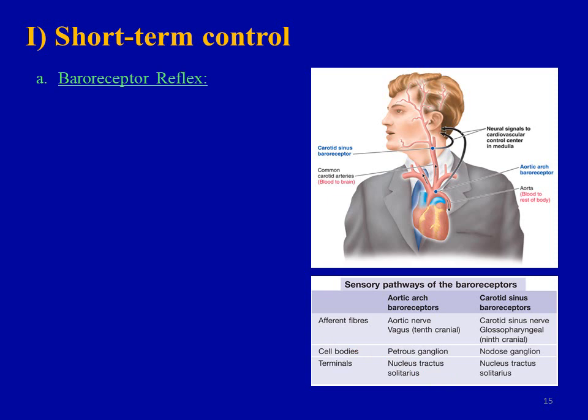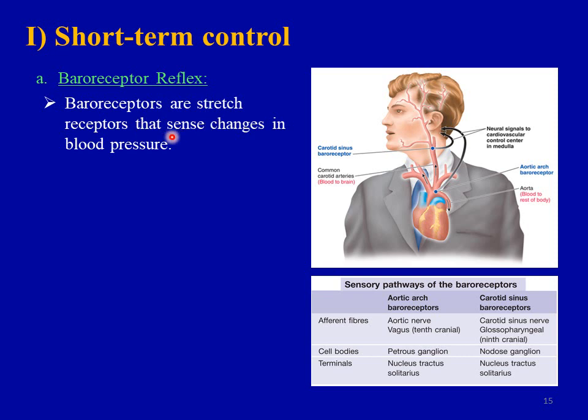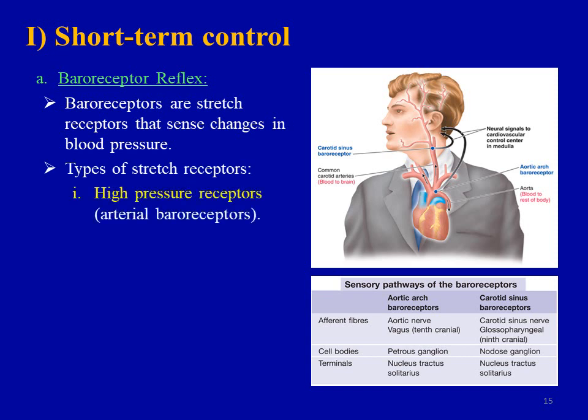So here we have the baroreceptor reflex. Baroreceptors are stretch receptors that sense changes in blood pressure. We have different types of stretch receptors in the circulation. We have the high pressure baroreceptors, and these are the arterial baroreceptors that I have already explained here on the right side of the slide. And we have the low pressure receptors, which are stimulated by low pressures, and we call them venoatrial baroreceptors.